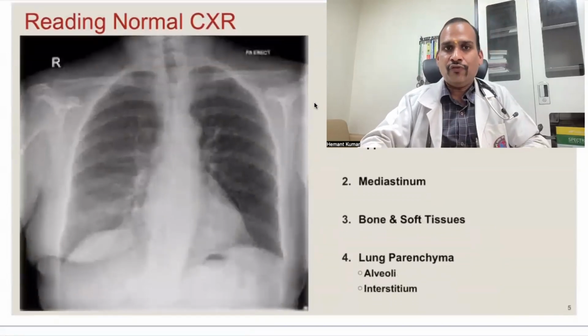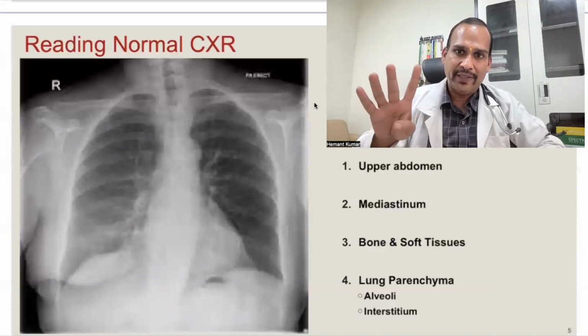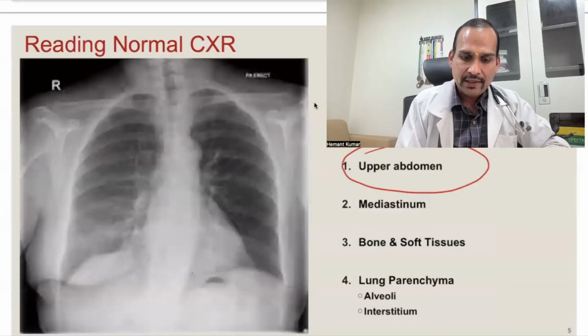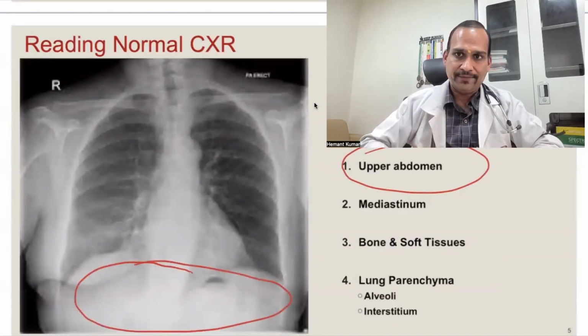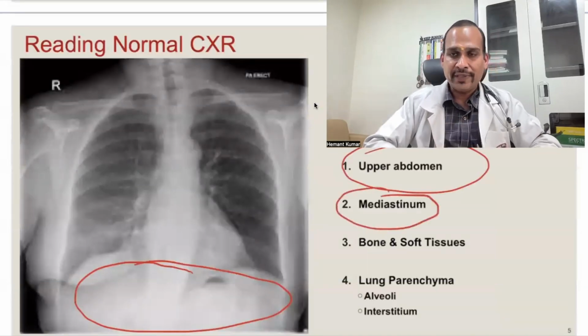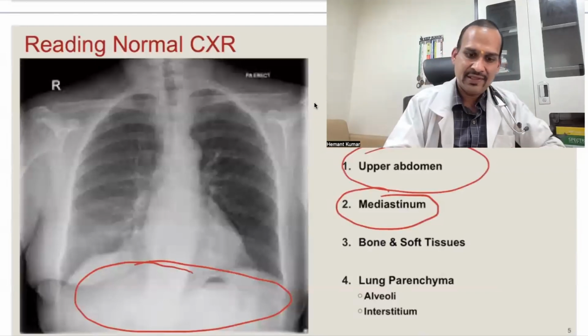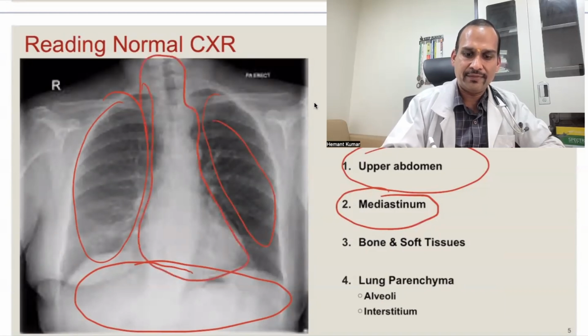Whenever you find an X-ray, you have to read the X-ray in four compartments. First is the upper abdomen, meaning the part which is below, the lowermost part of the X-ray. Second is the mediastinum. So what is the mediastinum? The space between two lungs. See, these are two lungs and the space between is this white structure. This is the mediastinum.